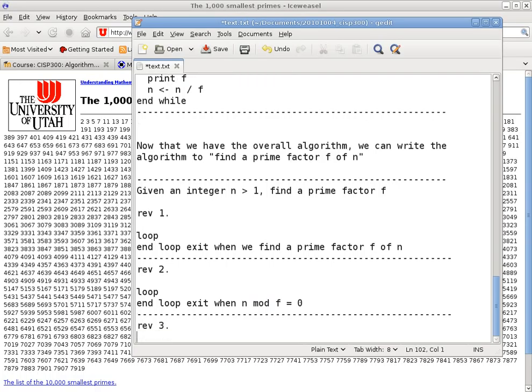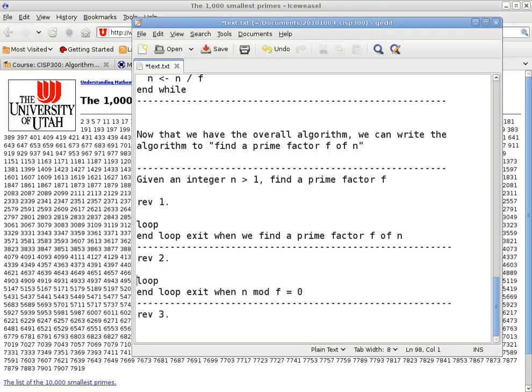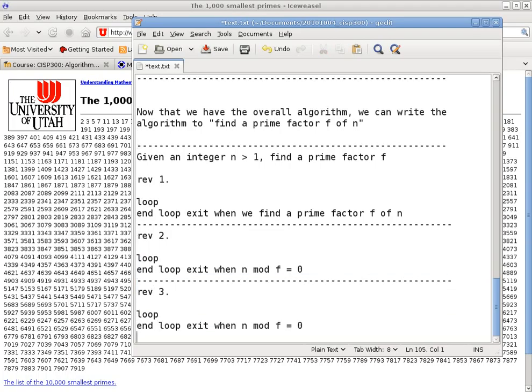All right, we'll look at revision 3. We look at this code here, and we say if initially f is not a factor of n, we have to do something about either n or f so that this condition will eventually be true. Because if I don't do anything to n and I don't do anything to f, and initially n mod f is non-zero, then the loop will never exit. So that tells me that in the loop, we have to do something about at least one of these two.